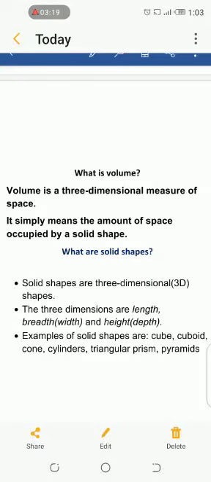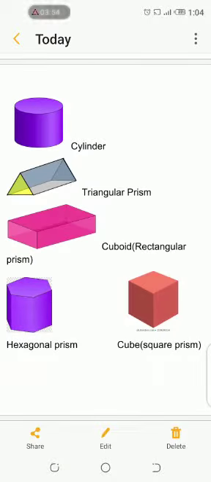We have so many of them. We have the cube, which is a very common one. We have cuboid. We have cone, cylinders, triangular prism, pyramids, different types of pyramids. It could be rectangular pyramid, square pyramid, cone, and so on. But because of the scope of our study, we are going to focus more on prisms.